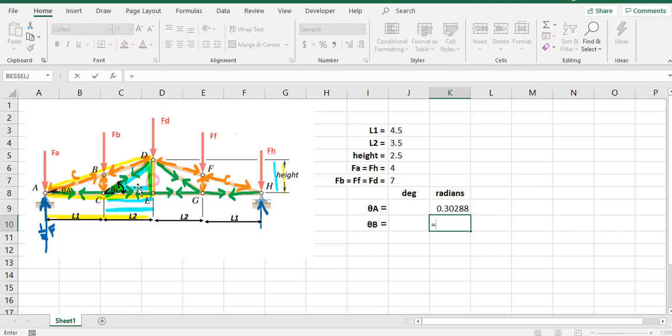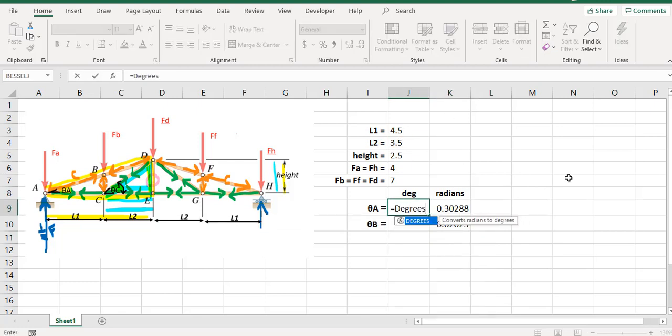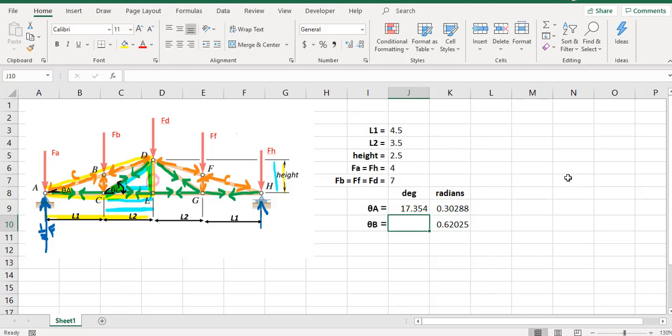And for C, it's going to be similar. But now we're looking at this blue triangle, right? So it's going to be the height divided by just my L2 on here. Okay, and we can turn those into degrees if that's how you think better, but we'll use radians for everything. So 17 degrees, this theta A is a little bit narrower than our, oh, I called that theta C. Let me switch that around. Okay, so there's our two angles.